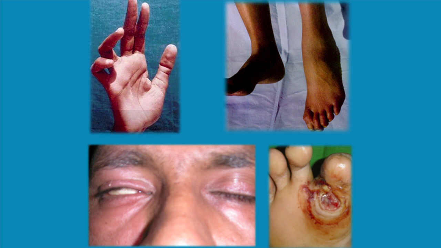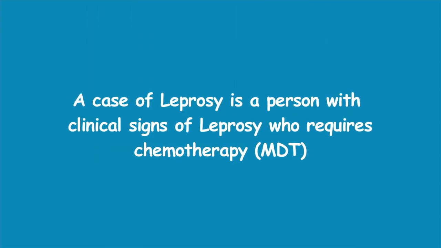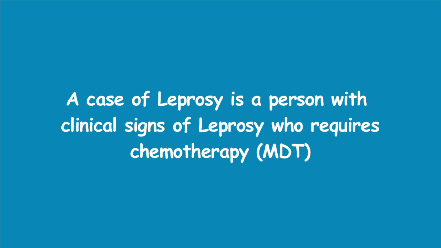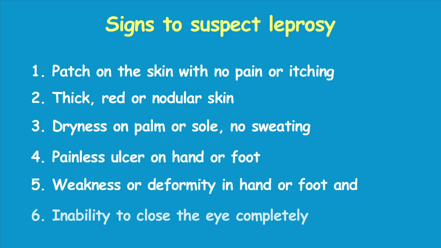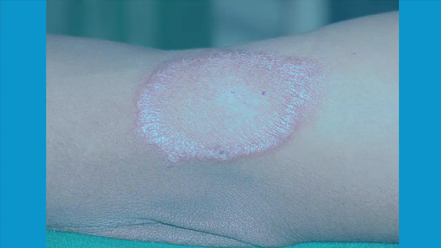Remember the definition of a case of leprosy. A case of leprosy is a person with clinical signs of leprosy who requires chemotherapy or MDT. Leprosy should be suspected in people with any of the following symptoms or signs. Pale or reddish patches on the skin. It is the most common sign of leprosy.